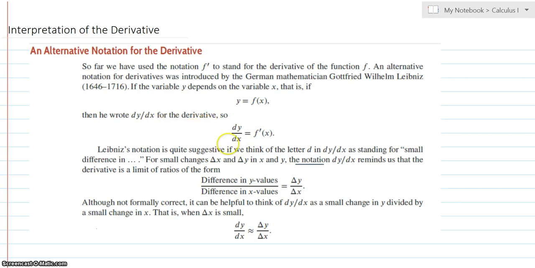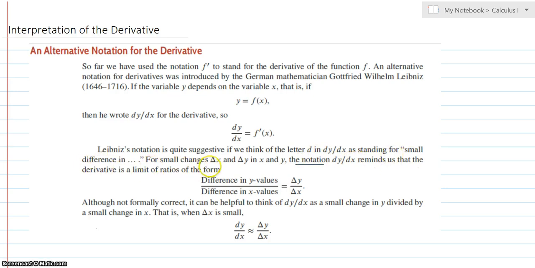This is going to be quite useful because it's going to help us to interpret our derivative because it shows us the units. It makes the units quite visible. Leibniz notation is quite suggestive if we think of the letter d in dy dx as standing for a small change or small difference in.